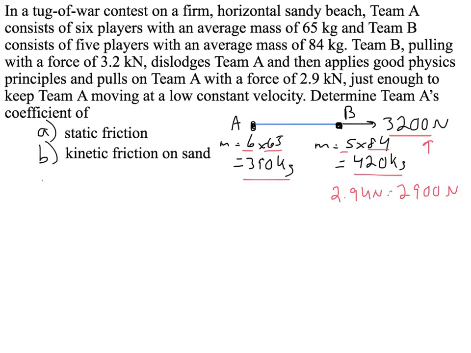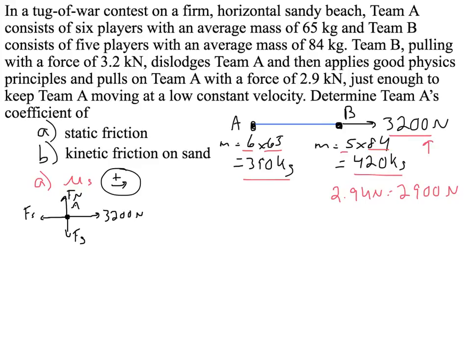So static friction, that one's going to be pretty basic. We are looking for that. We should draw our free body diagram. Our free body diagram is simply going to look at Team A. So there's Team A, there's Team A's Fn, there's Team A's Fg. We have a force of 3,200 newtons going that way, and we have a force of static friction going that way. We're going to say that way is positive.